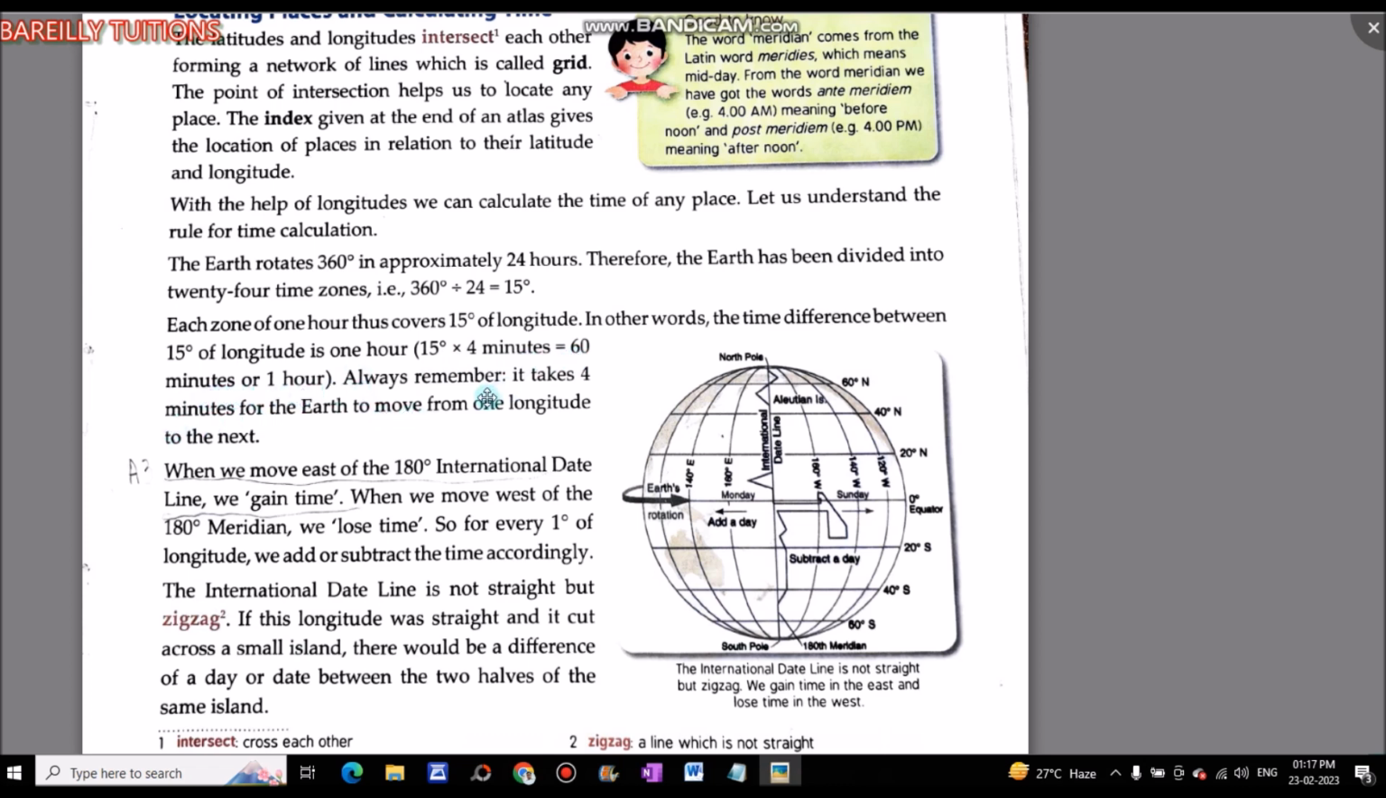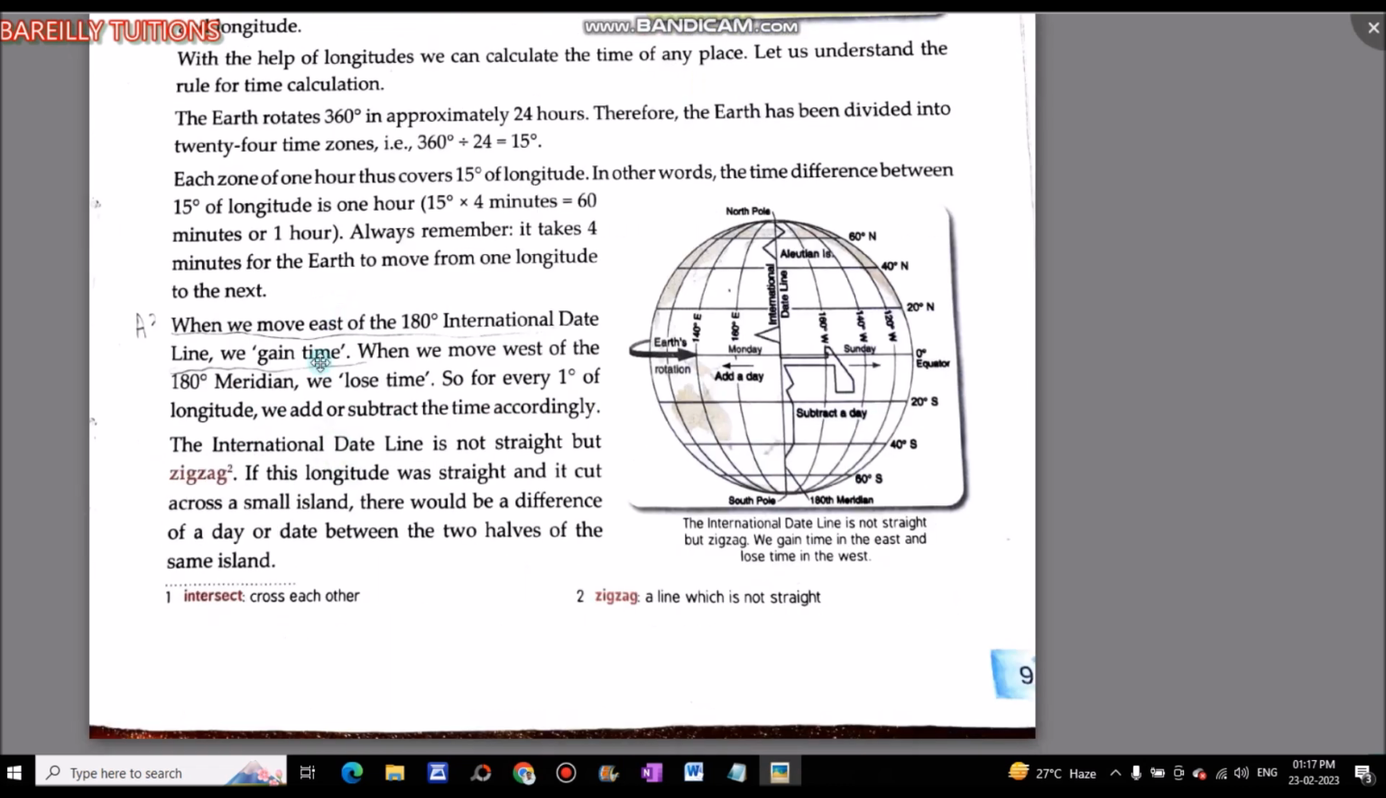Always remember, it takes 4 minutes for the Earth to move from one longitude to the next. When we move east of the 180-degree international date line, we gain time. When we move west of the 180-degree meridian, we lose time. So for every 1 degree of longitude, we add or subtract the time accordingly.